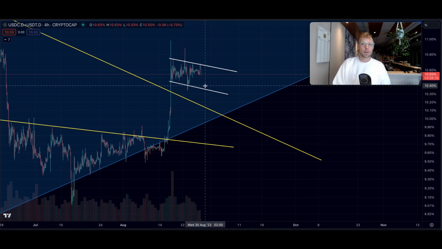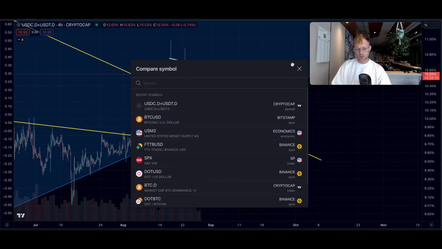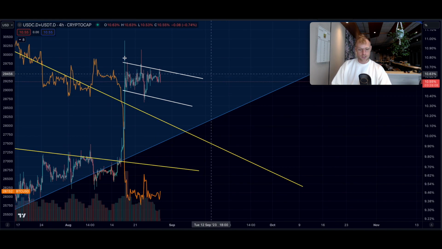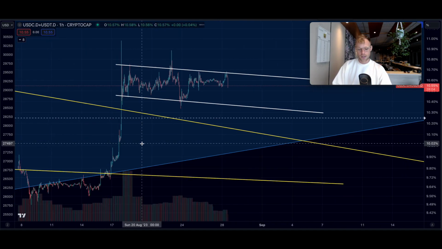And that is a big thing, because when this chart moves a little bit down, it can be quite bullish for Bitcoin. And let me show you that, guys. Let's overlay Bitcoin on this chart. Hope you guys can still follow me. And let's go to the 1-hour time frame right here.